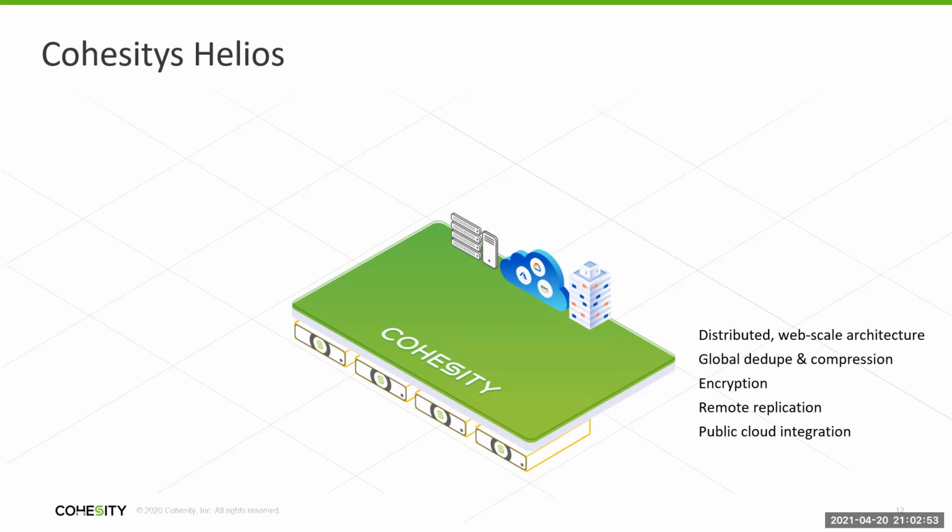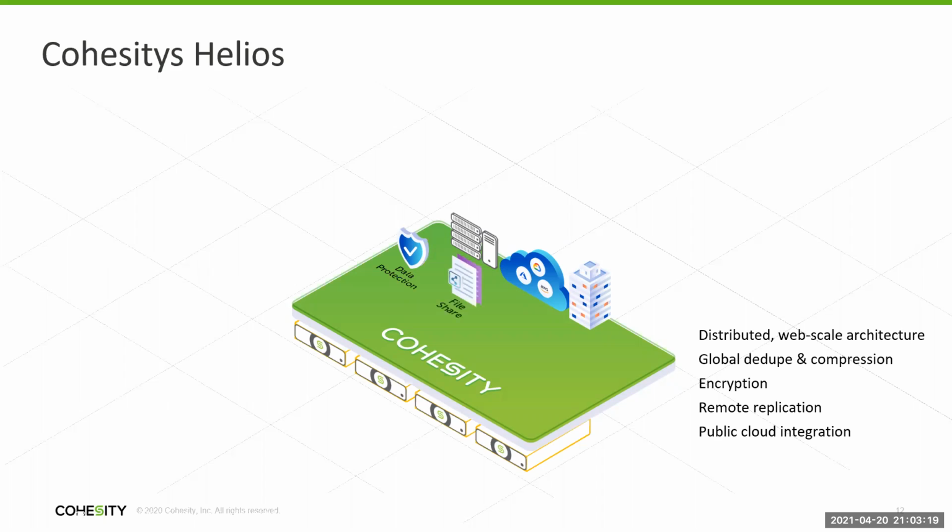The primary use case for Helios is data protection. We incorporate our data protection software right into the platform. So now we have a single scalable solution that actually includes all the data protection components, the backup software, the servers to run the software, as well as the target storage for the backups. If we need to scale the platform, we can do so by simply adding more nodes to the cluster.